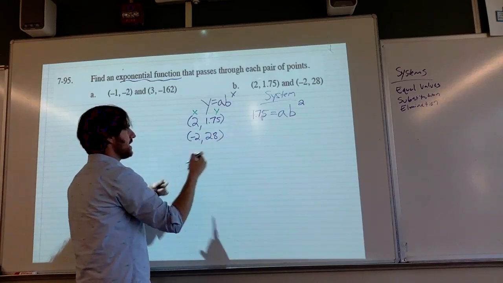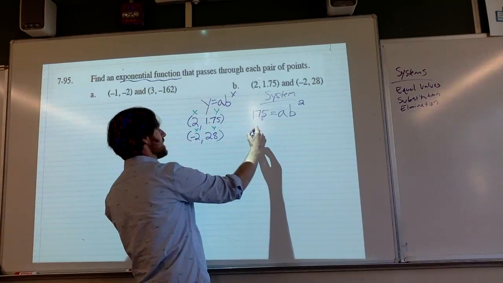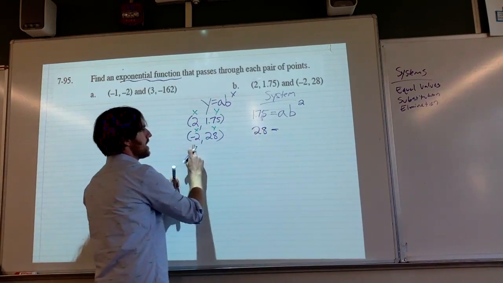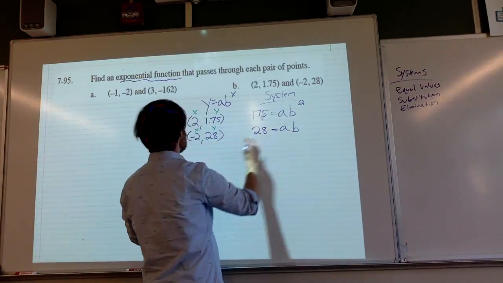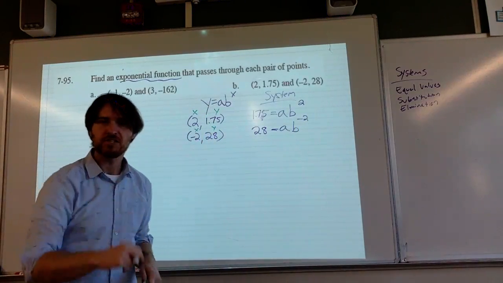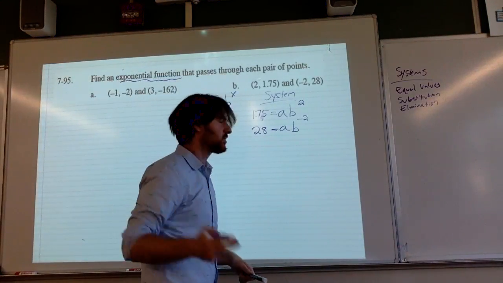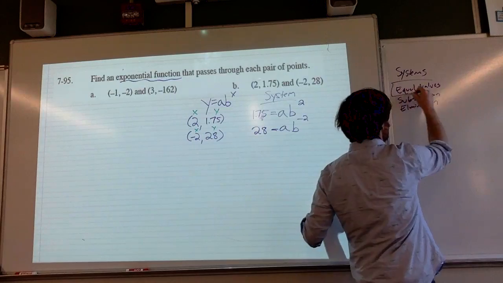I'm doing the same thing down here. I have a y and an x. So where I have y in y equals a times b to the x, I'm going to put 28, and then I'm going to have a times b to the negative 2 power. That's what I'm going to have. First thing I'm going to go through is the method that I went over in block 2, which is the equal values method.